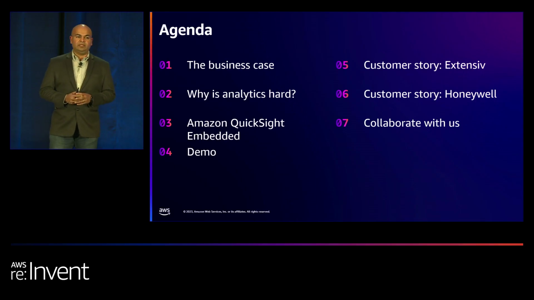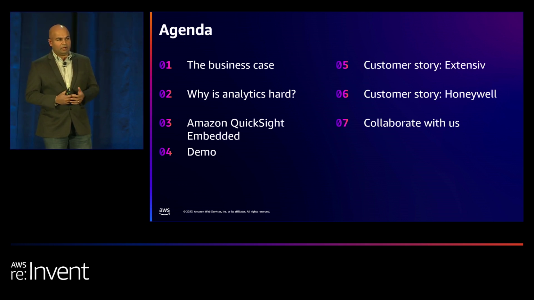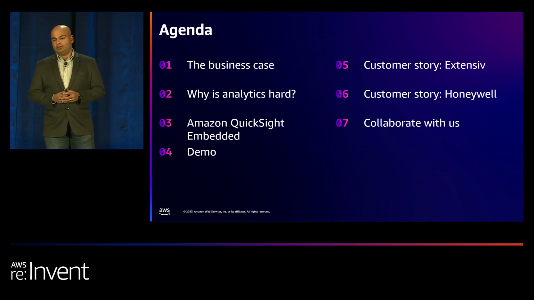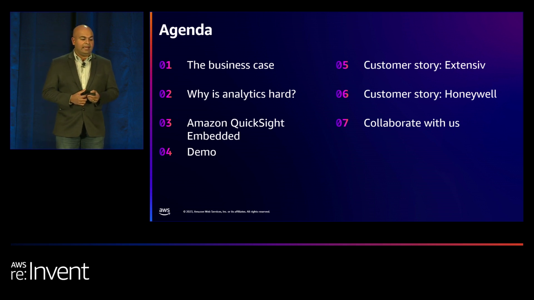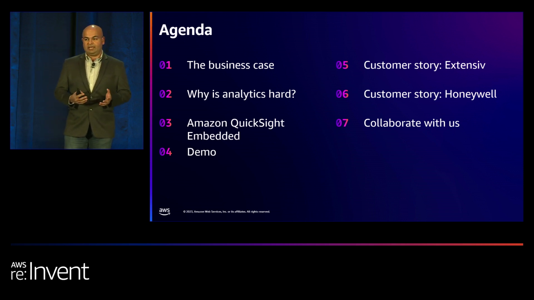So in today's session, we will talk about why there is a need for analytics in applications at all. Then we'll talk a little bit about what we've seen from customers about why this is so hard. We'll talk about Amazon QuickSight Embedded and how our embedded analytics product fits into this need. Take a look at a short demo so that you can see what we are talking about. And then we'll hear from Brian and from Ankit about their journey with QuickSight. Finally, we'll wrap up with some actionable steps that you can take to experience QuickSight in your applications.